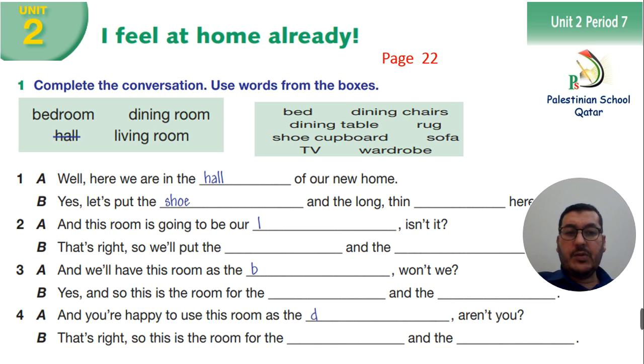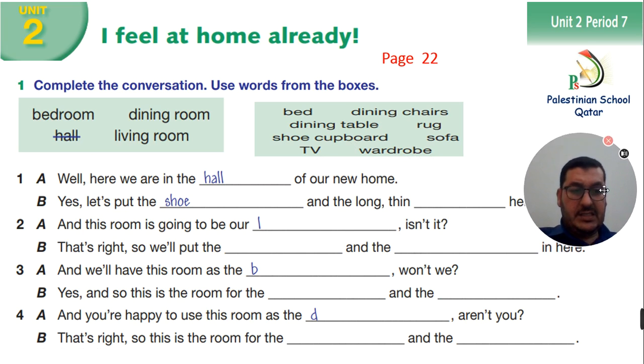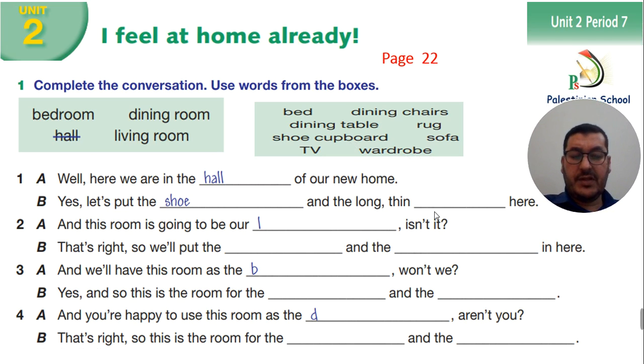Now we come back to page 22, period 7. In this exercise, complete the conversation. Use words from the boxes. In the first box we have bedroom, dining room, living room, and hall. In the second box we have bed, dining chairs, dining table, rug, sofa, shoe cupboard, TV, and wardrobe. Now let's see which words we have to put in the spaces. Number 1, well, here we are in the hall of our new home.